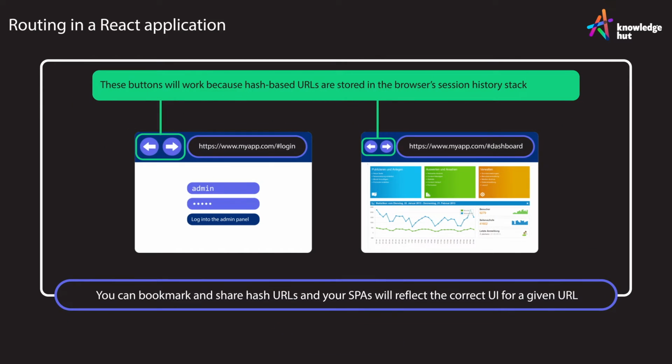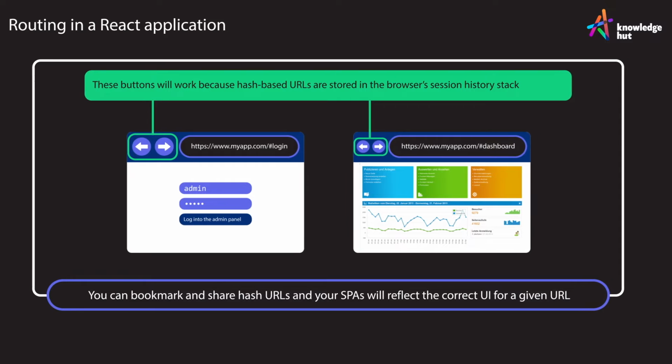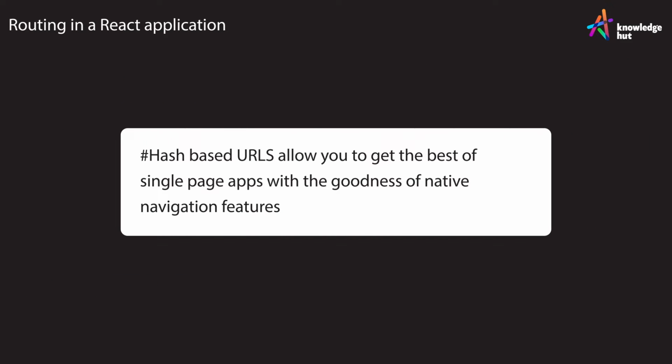And because hash URLs are stored in the browser's session history stack, your browser's forward and backward buttons would also work. And you could also share the unique URL with your friends and coworkers, and they would see the exact section or interface in your web application that you intended to share. This way, you get the best of single-page apps with the goodness of native navigation.